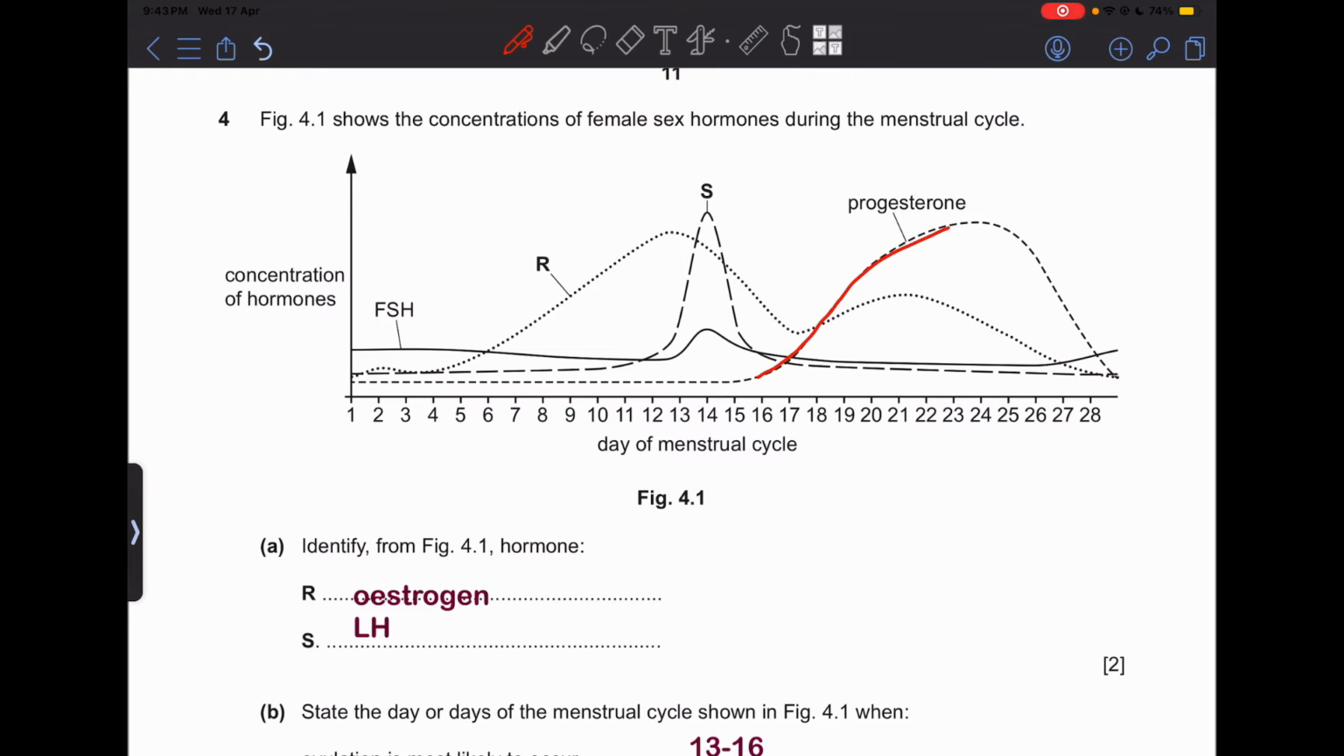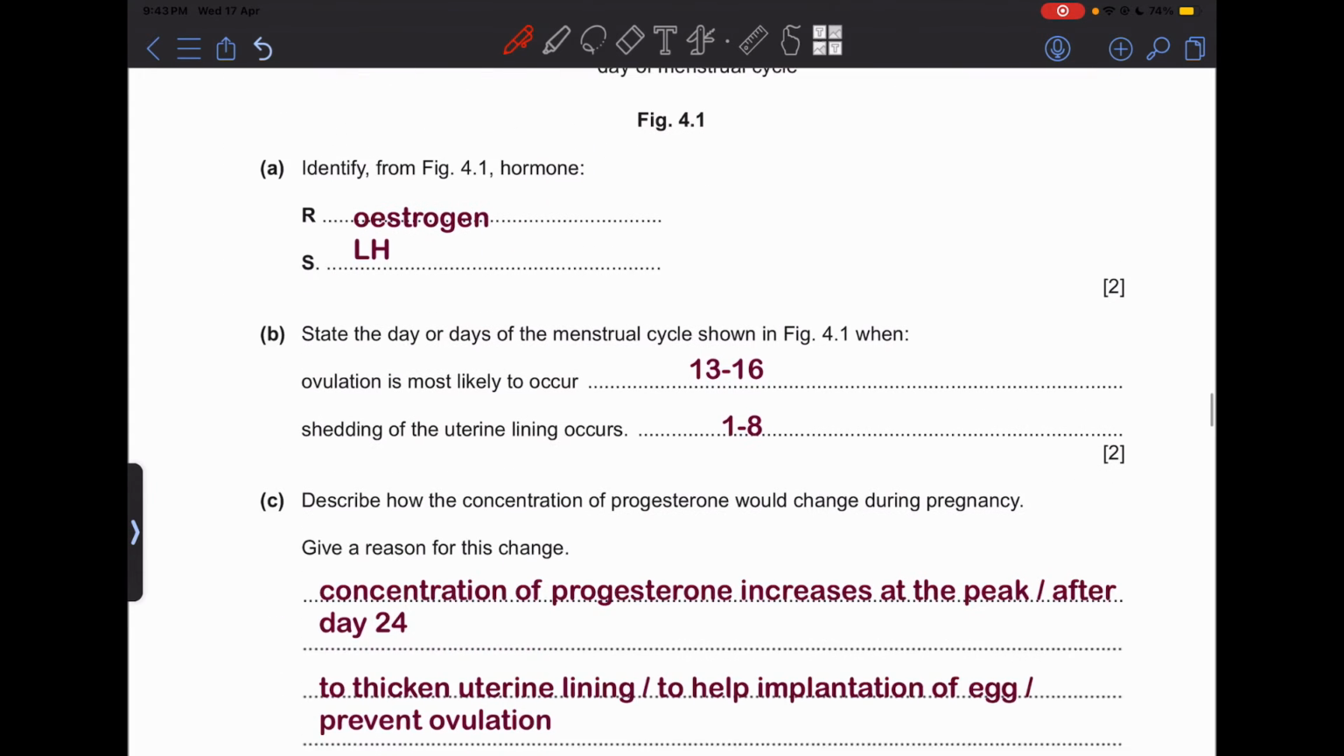Otherwise, it's very hard for you to actually identify the hormones. In some questions, they don't label the hormones or anything. Over here, it's labeled, but in other questions, they don't do it at all. So you have to memorize how each hormone looks like on this diagram from your notes, or you can get a picture from the internet.